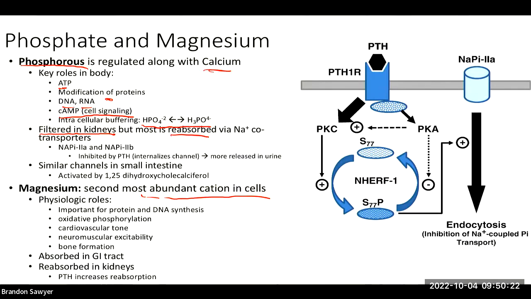But then again, most of it is reabsorbed with the help of that sodium concentration gradient, with sodium co-transporters, and those are shown here. These are sodium co-transporters, and we can see one in this little image: sodium phosphate, and different types of transporters there. One interesting part about this is PTH, parathyroid hormone, inhibits this process. It takes the sodium phosphate channels and pulls them back into the cell of the kidney tubules, so we're not pulling as much phosphate back. That means less reabsorption of phosphate under the influence of parathyroid hormone, which means we're going to excrete more in the urine.